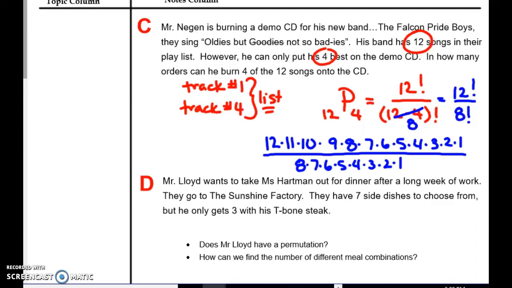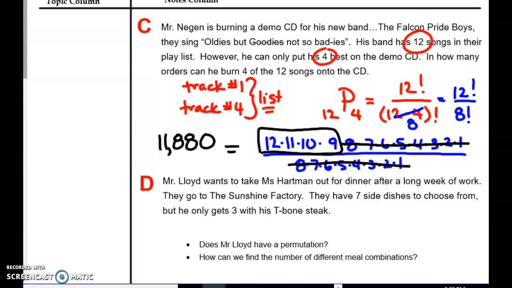All right, I worked ahead a little bit and I got them all on there. Remember, we can divide out 8765431 with 8765431, and our answer turns out to be 12 times 11 times 10 times 9, or you can use your calculator and type in 12 exclamation divide 8 exclamation. If you pause your computer, you can calculate that out. And if you calculate that, you end up with 11,880 different ways that he can arrange his songs.